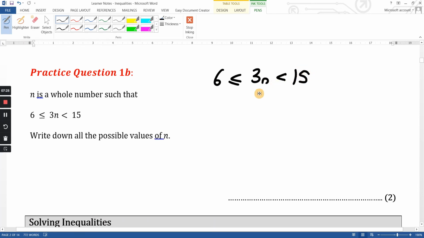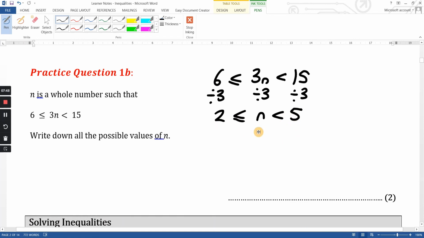So to get n from 3n, you'll have to divide by 3 here. But if you divide by 3 here, you're going to have to divide by 3 here, and divide by 3 on this side as well. So you get 2 here, just 1n in the middle, which is what we want, and 5 on that side.